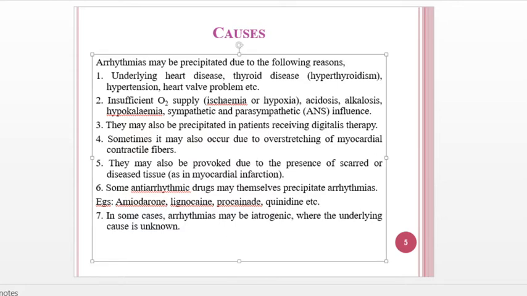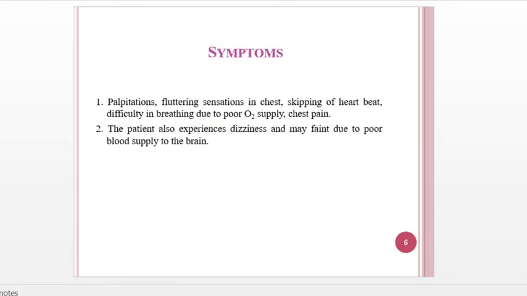Now we can see the symptoms. Mainly it is palpitation or a fluttering sensation in the chest, skipping of heartbeat, difficulty in breathing due to poor oxygen supply, and chest pain. The patient also experiences dizziness and may faint due to poor blood supply to the brain. These are the symptoms.